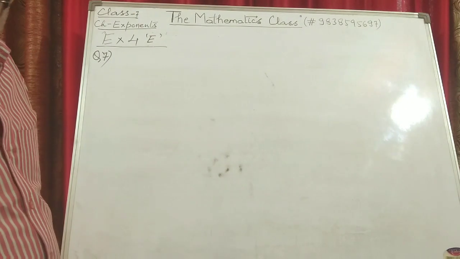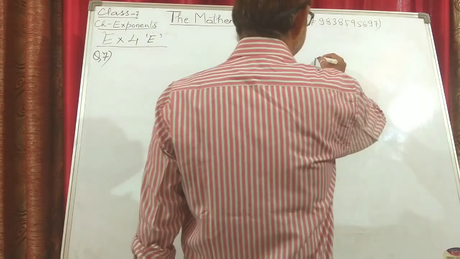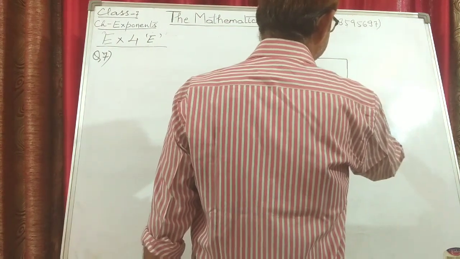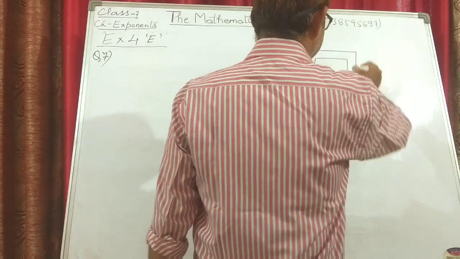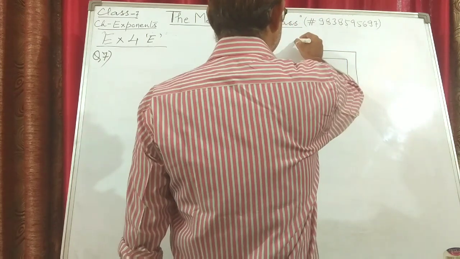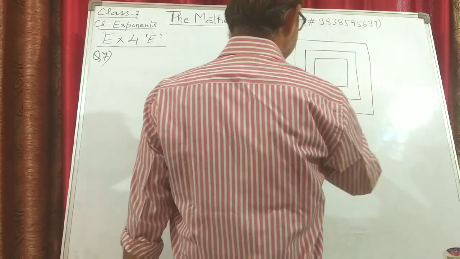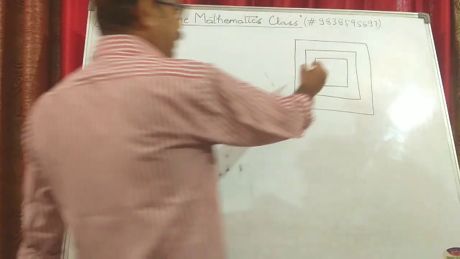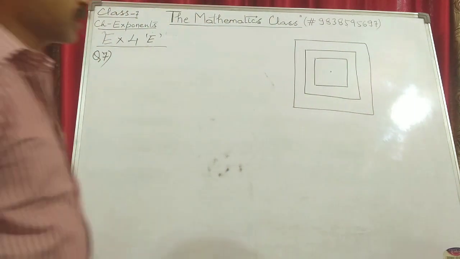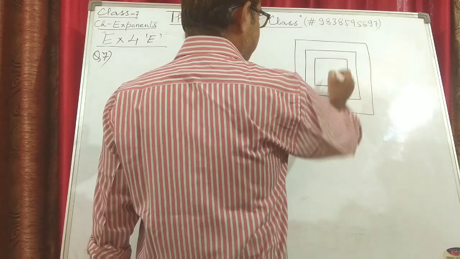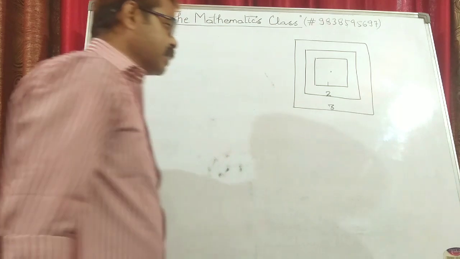Question number 7, they say a painting is made of 3 concentric squares. Now concentric squares means which have same center. This is the first square I am making. This is the second square I am making. And this is the third square. Now this is a painting which is of 3 concentric squares. First square having the same center, second square having the same center, and third square having the same center.